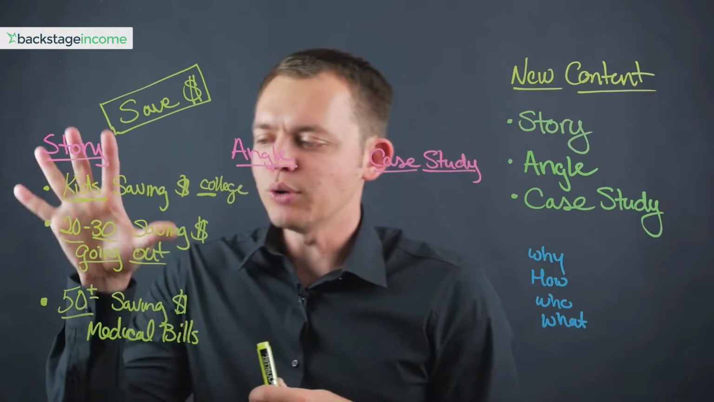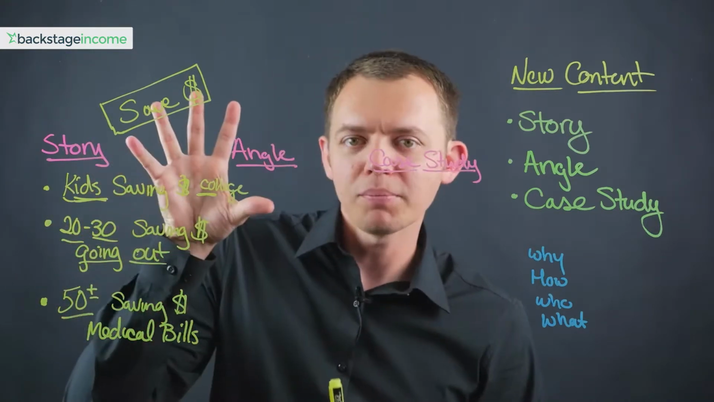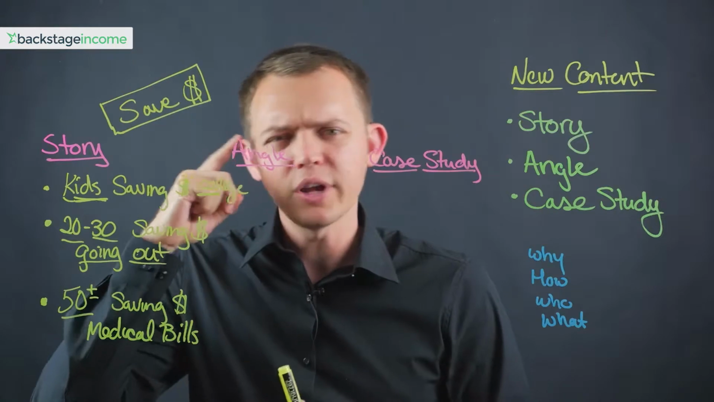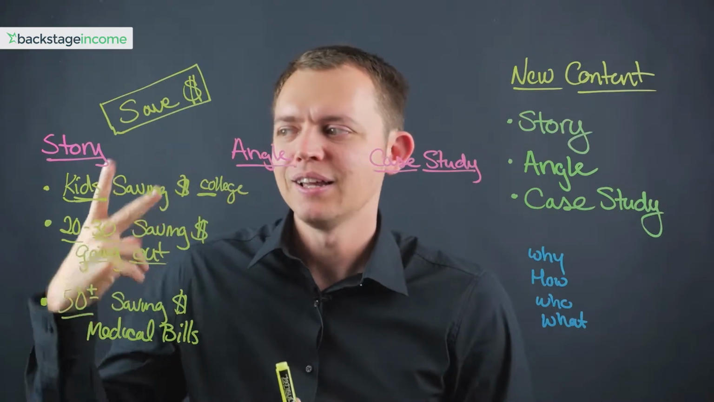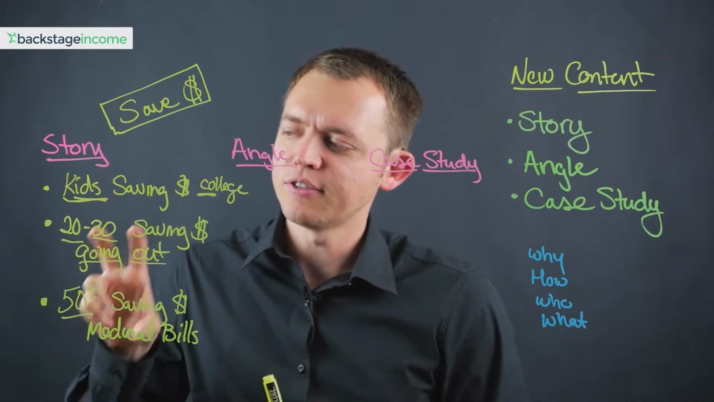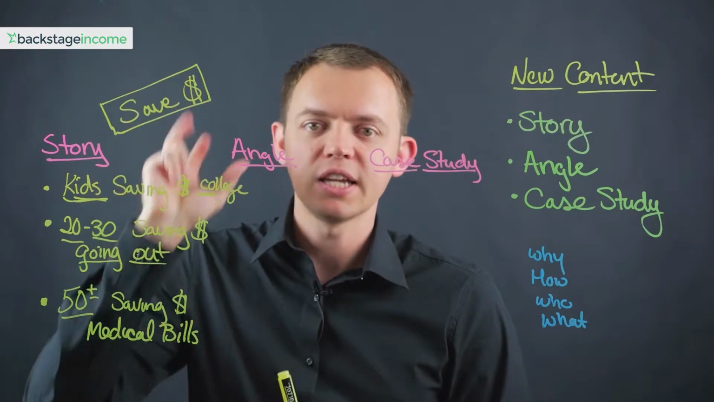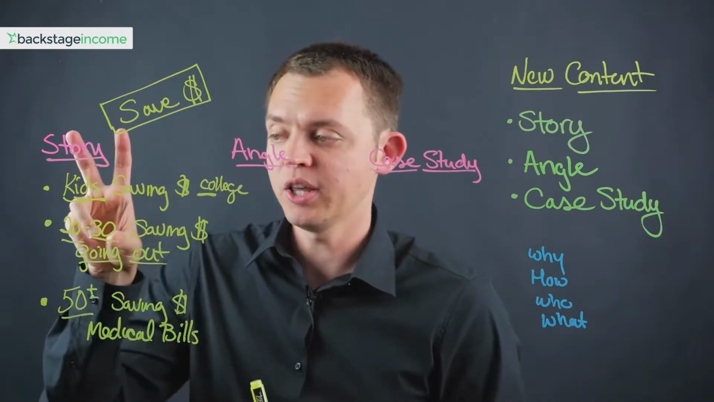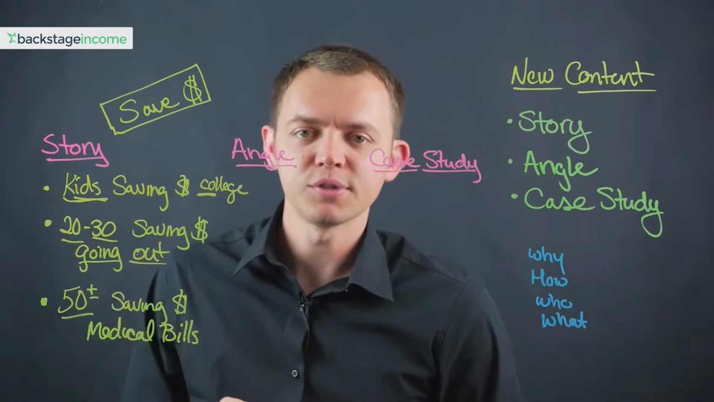So now you have kind of different stories all about saving money. So now I'm creating new content pieces just simply by looking at the different story segments, all about saving money. So if my blog was about saving money, I could look at these different types of stories.